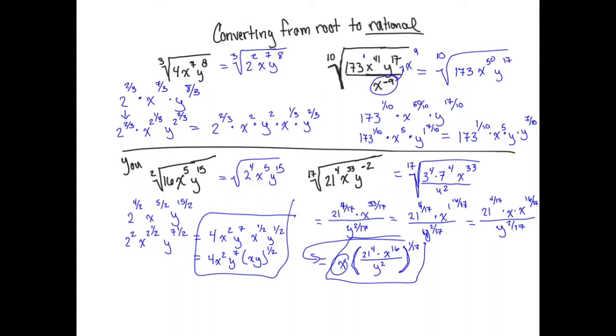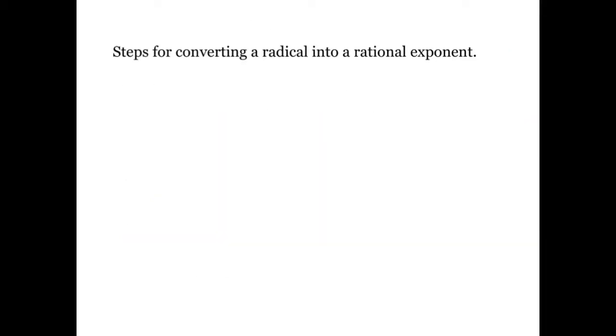I can factor out that 1/17 right here. So I'm kind of undoing the power rule, and then write the other numbers, so 21, x, and y, with just their numerator exponents inside of the parentheses, and then the 1/17 to represent the denominator on the outside. Either one of these answers would be appropriate. All right, so let's kind of finalize this.